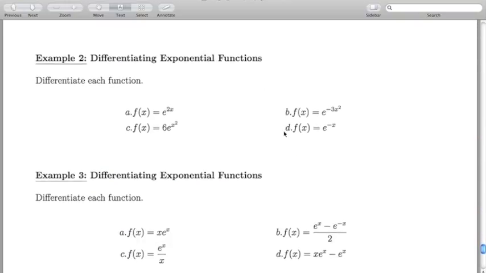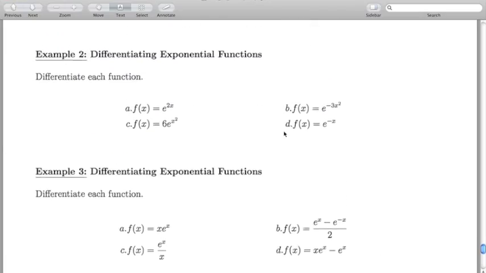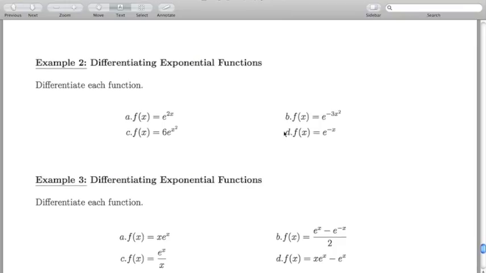So with example 2, we just want to differentiate each function.